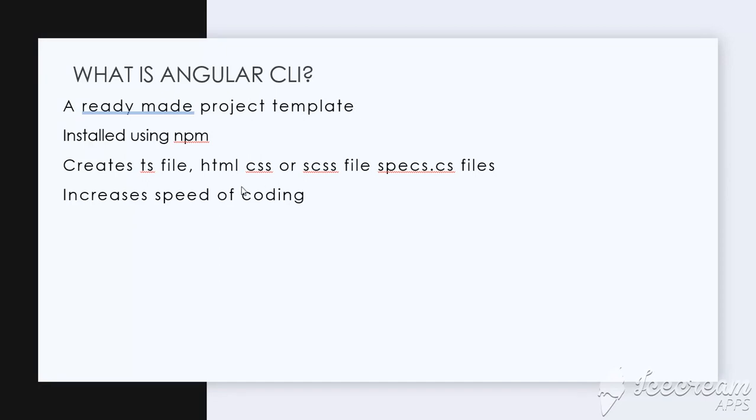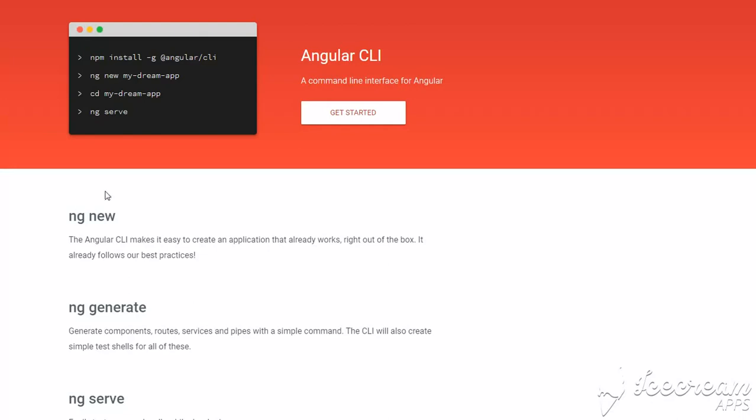As you see, I wrote that it creates a TS file, HTML file, or SCSS file. If you create a project template, then these files, the HTML file for view, the TS file for controller, will all be generated. And it increases the speed of our coding because all the basic things are already defined in those created files. If you go to the web and search Angular CLI, you can see that if you say npm install -g Angular CLI, it will install Angular CLI in the global scope.